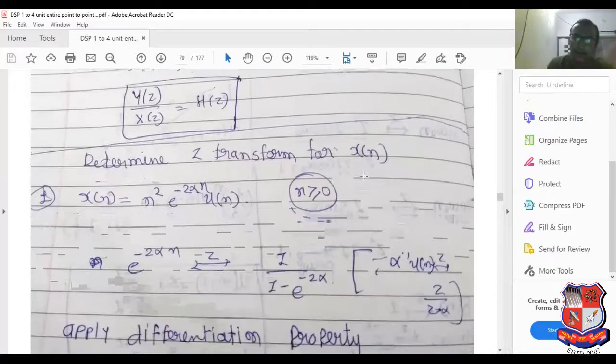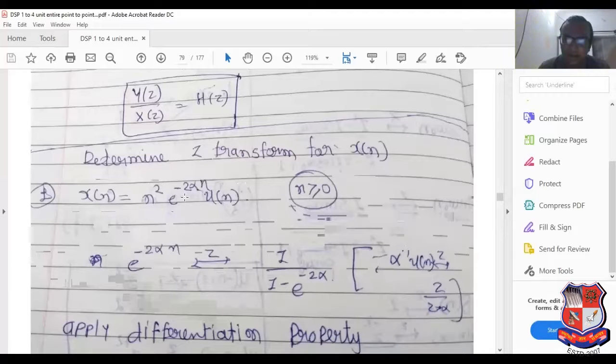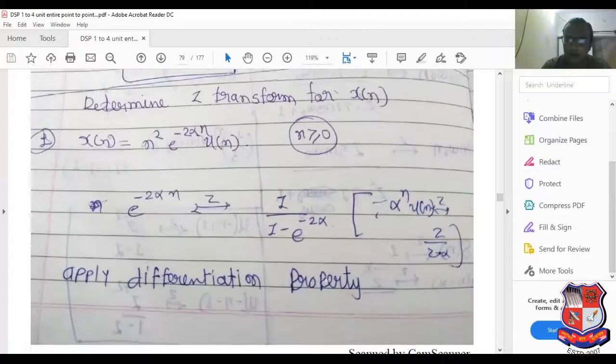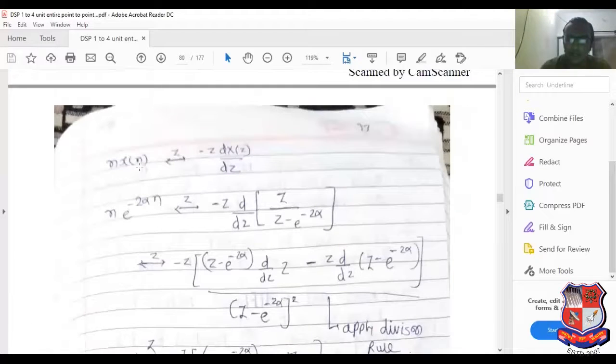Now see, determine the z transform of x of n, where x of n equals n square. n square itself indicates differentiation can be done two times. With respect to z, we can do the differentiation two times. n square e raised to minus 2 alpha u of n. So e raised to minus 2 alpha, and what is the z transform? z upon z minus e raised to minus 2 alpha. Now apply the differentiation property. So n x of n, z transform is minus z dX of z by dz. So minus z d by dz of z upon z minus e raised to minus 2 alpha.